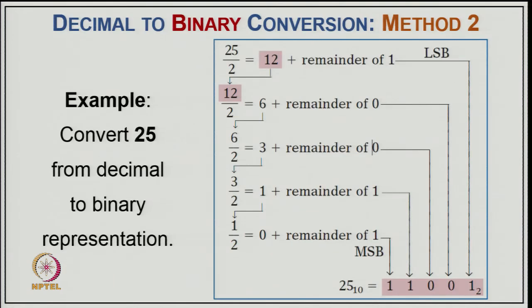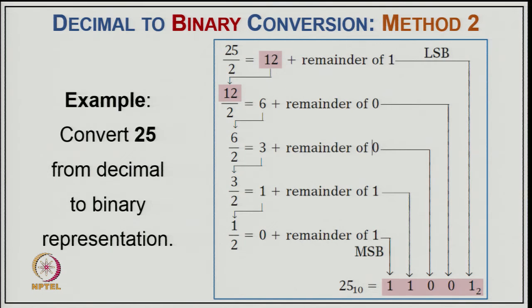As an example, let us convert 25 from decimal to binary representation. We divide 25 by 2, and we get 12 as the quotient, and the remainder is 1. This we take as the least significant bit. Then we divide 12 by 2, so the quotient is 6 and the remainder is 0. So, we put a 0. Then we divide 6 by 2, so the quotient is 3 but the remainder is 0. Then 3 by 2 gives a quotient of 1 and a remainder of 1.